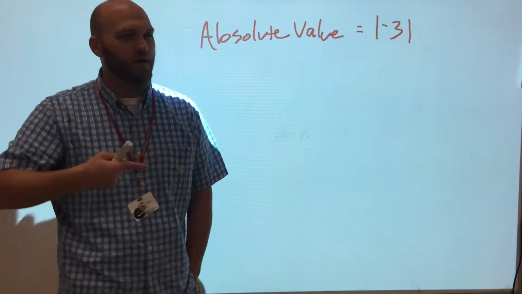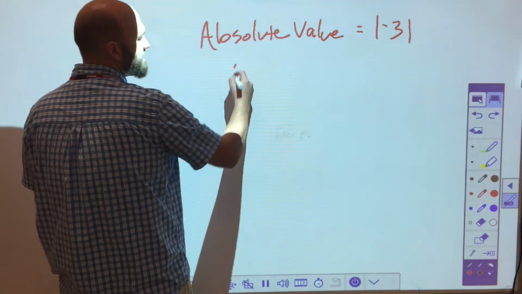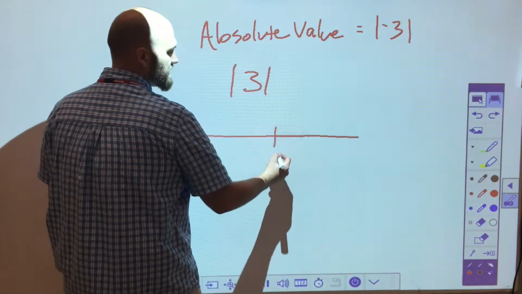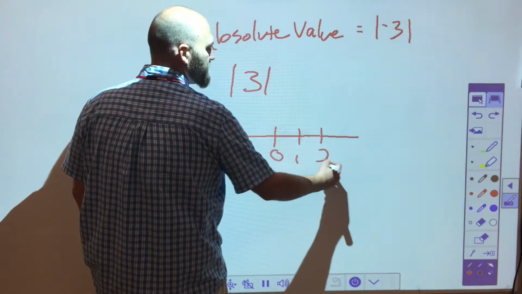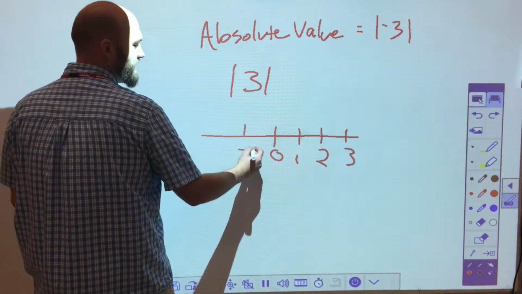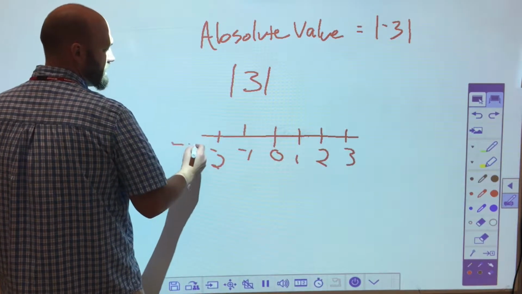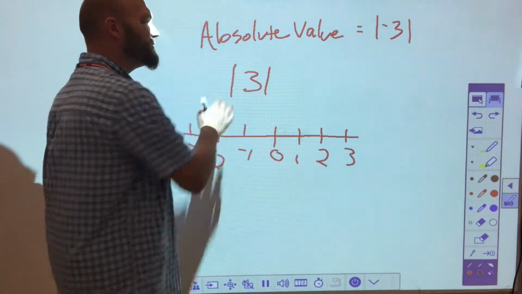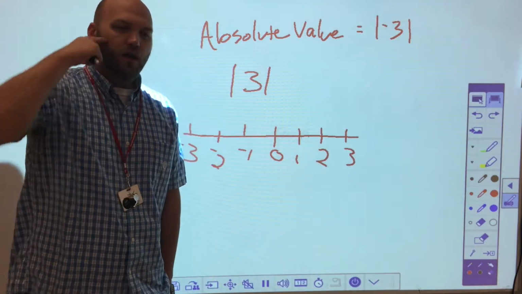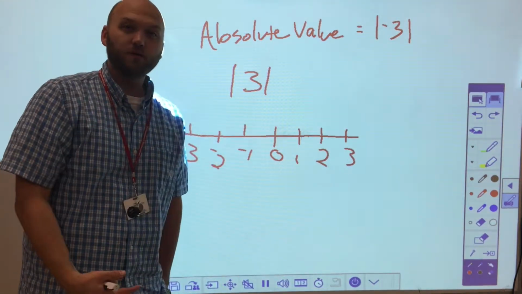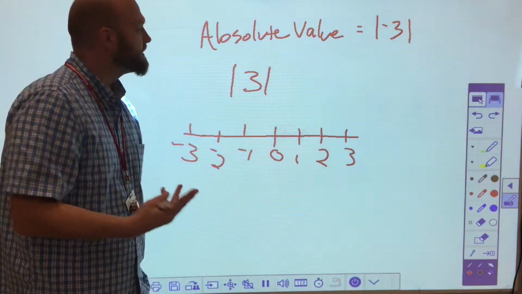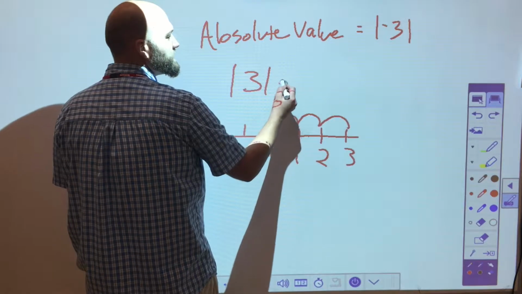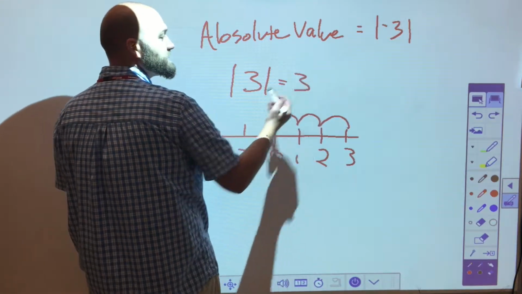So let's wrap our heads around that. If I'm looking at the absolute value of 3, I'm going to make a number line here. Let's make this 0, 1, 2, and 3, and this would be -1, -2, -3. I'm looking at the absolute value of 3. I want to know how far away from 0 is 3. +3, absolute value, 1, 2, 3. So the absolute value of +3 is 3.